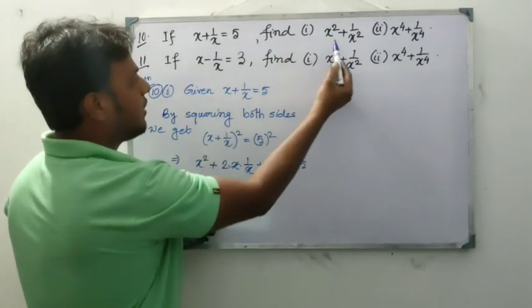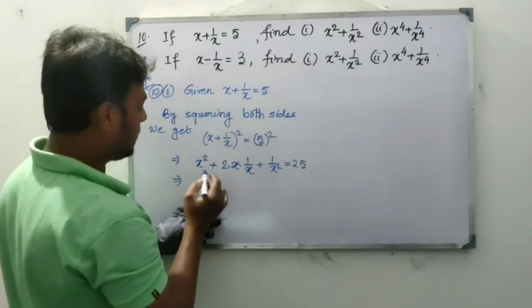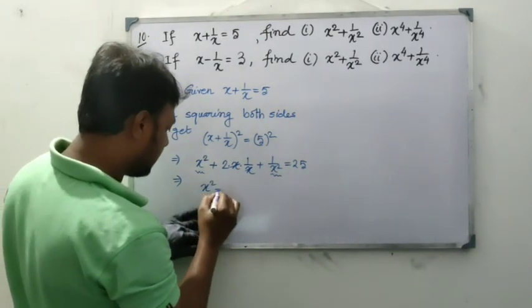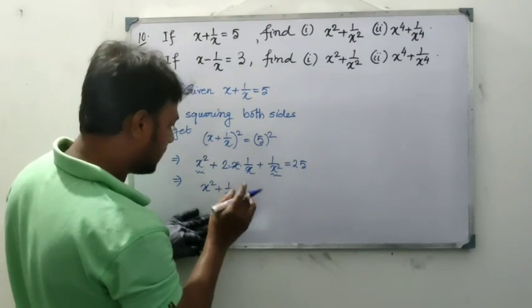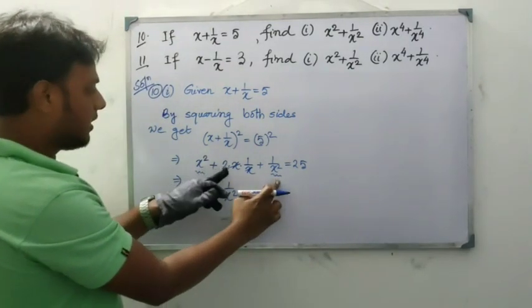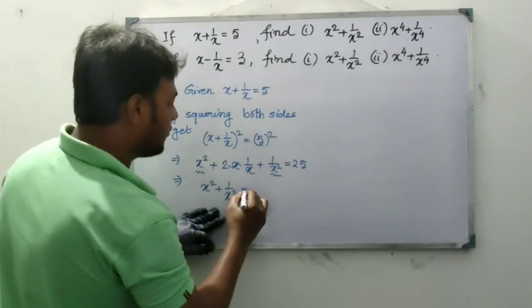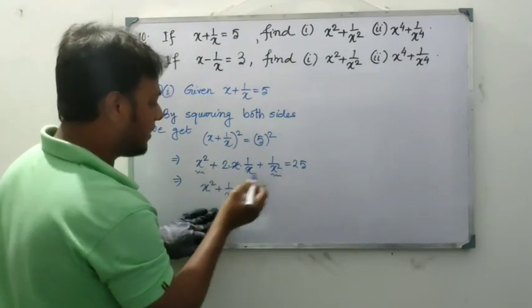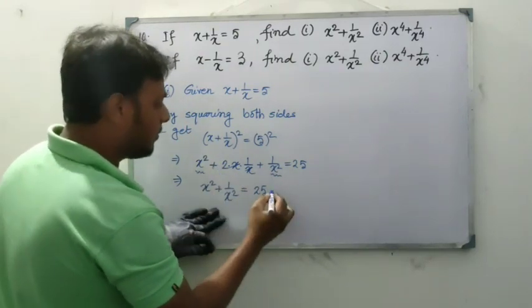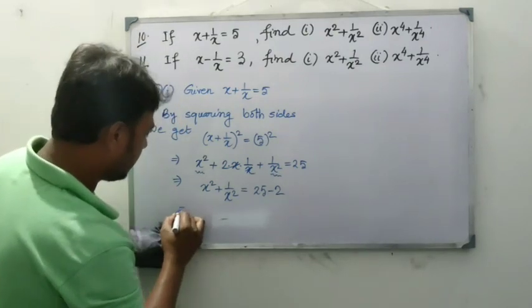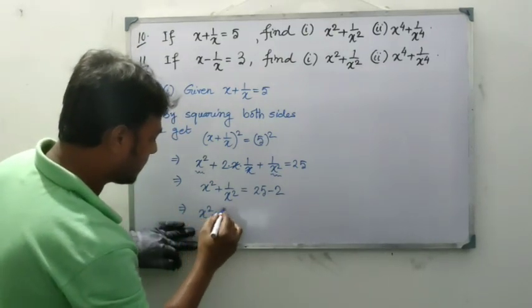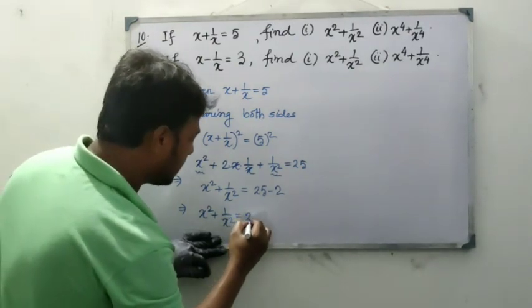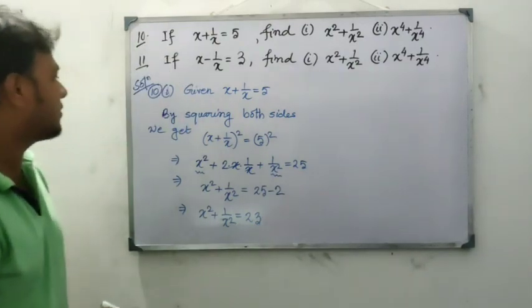We are going to find the value of x square plus 1 by x square. So we consider this term and this term in a group, then x square plus 1 by x square. These two terms are gone. The only term left here is 2, 2 into 1, 2. So take this term 2 to the right hand side. If we take this term to the right hand side, then it becomes minus 2. So it implies that x square plus 1 by x square equals 25 minus 2, which is 23. This completes the first solution.